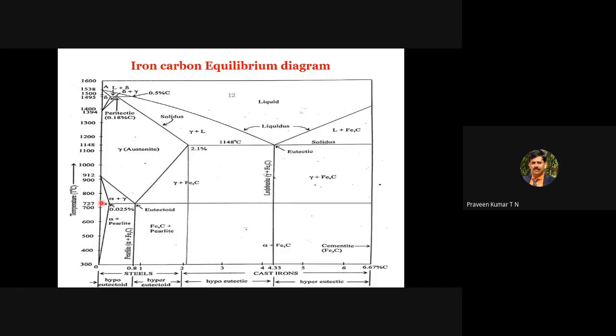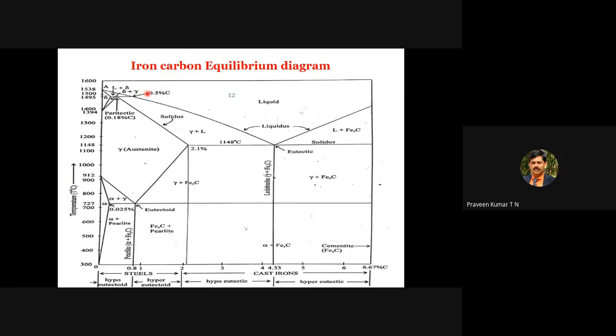Then the maximum solubility of alpha iron, the maximum amount of carbon that may be present in the alpha iron, is 0.02%. I told you to practice this iron carbon diagram, then only you can understand better. Otherwise, if you don't practice what you covered in the last class, then it is very difficult to understand.